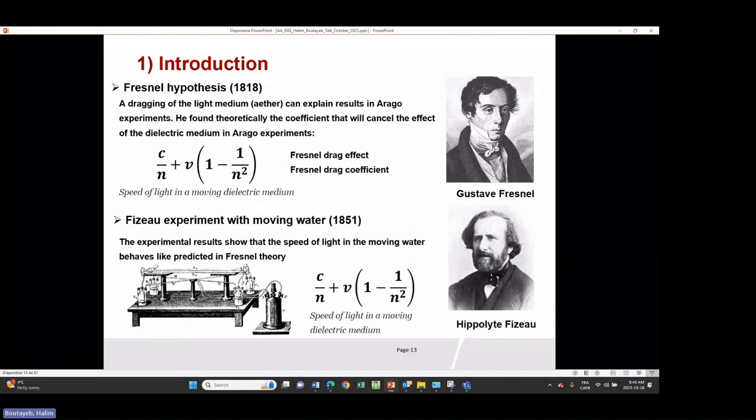And later on, in 1851, Hippolyte Fizeau did this experiment. He moved water, and he has a light going in this waveguide here with water, and he tried to see what would be the effect on the speed of propagation in the moving water. And he found that this is in agreement with the formula found by Fresnel.